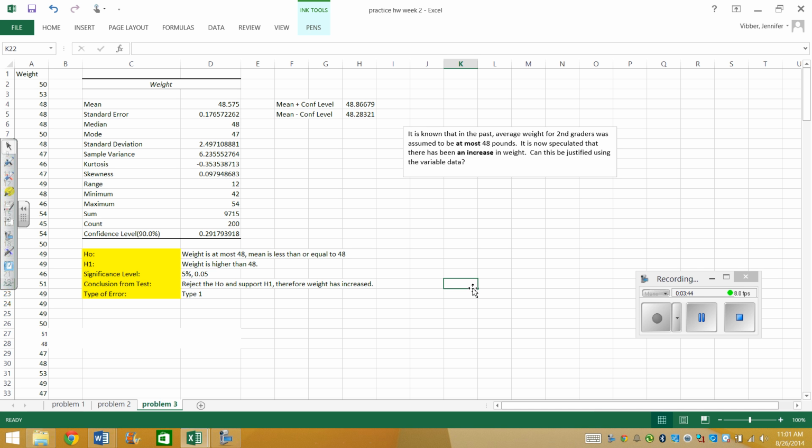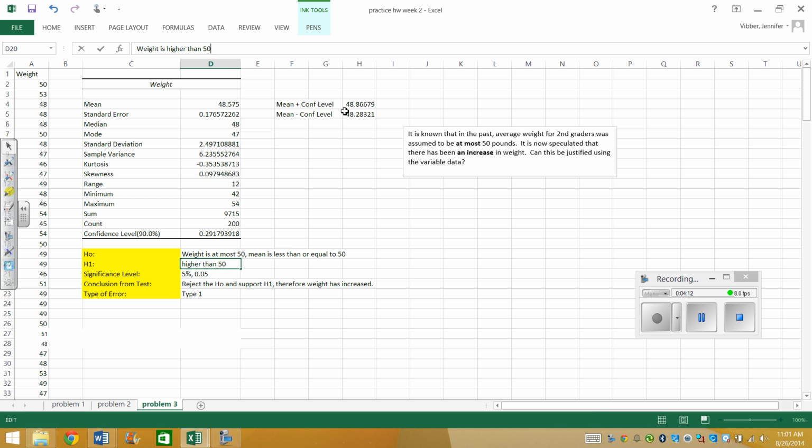Now, let's pretend for a second, okay, I'm just going to mess everything up for a minute. Let's pretend for a second that we think that the weight is at most 50 pounds. So if I change this to 50, weight is at most 50. And weight is higher than 50.